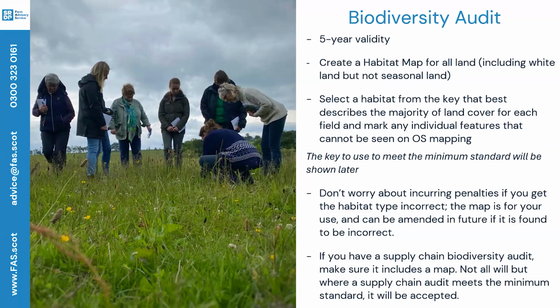One point to know at this point is if you have a supply chain biodiversity audit, make sure it includes a map that meets that minimum standard. And again, coming back to that key, list the habitats that are part of the key. So not all supply chain biodiversity audits will have a map, but where it does have a map that meets that minimum standard, it would be accepted as part of the whole farm plan process.